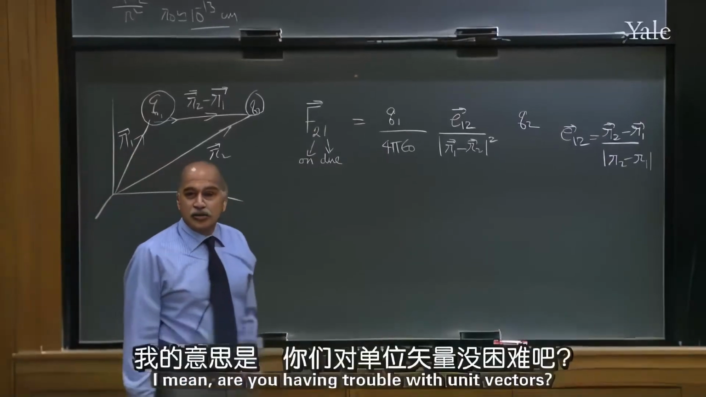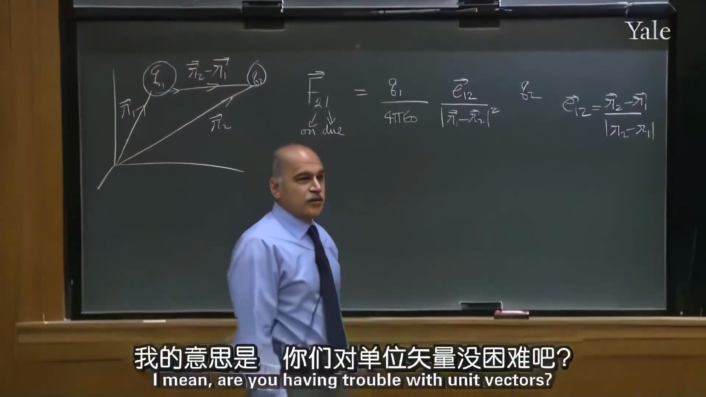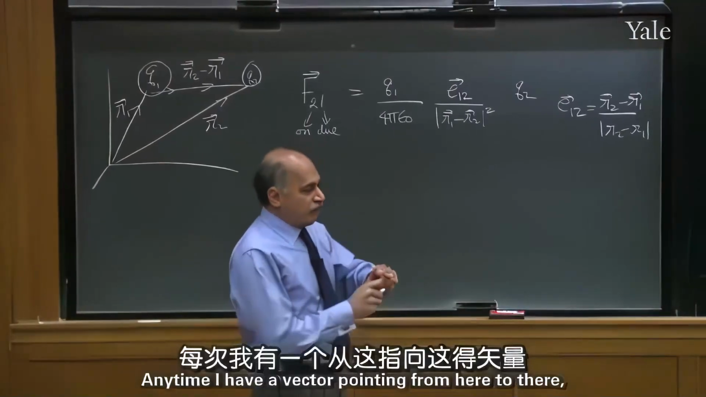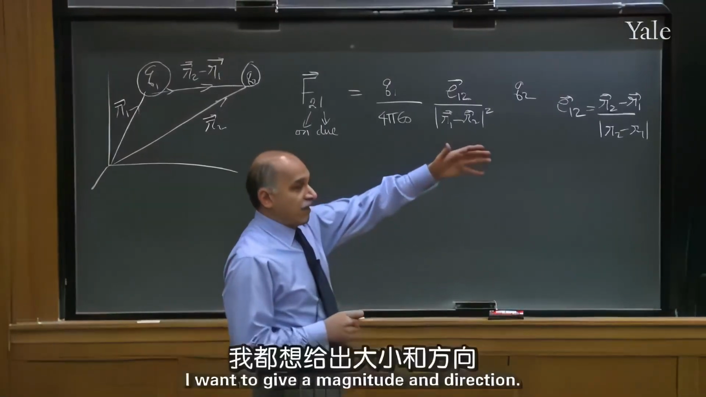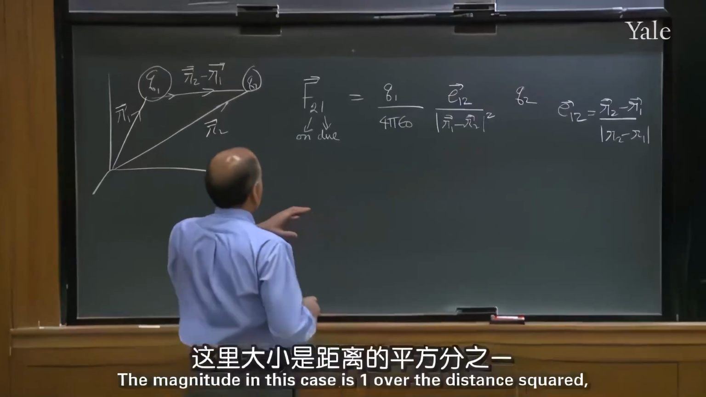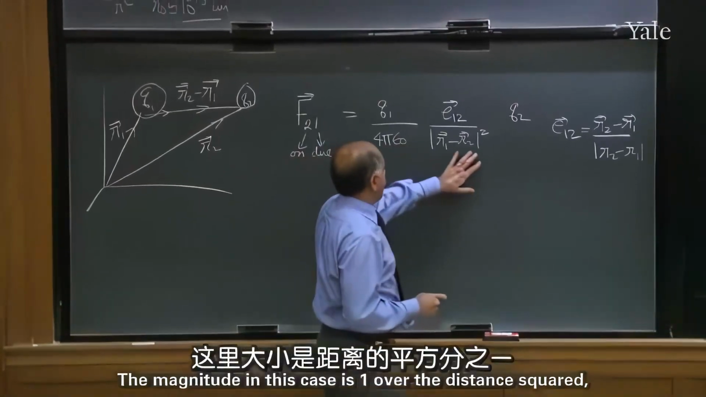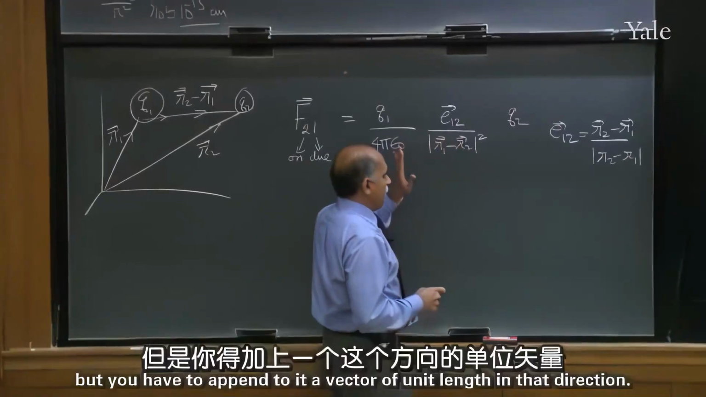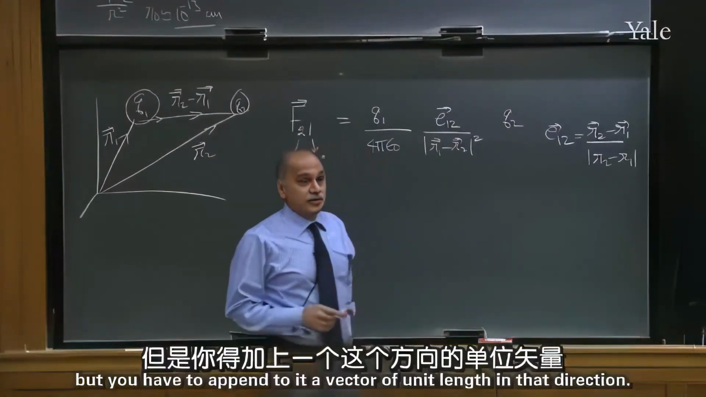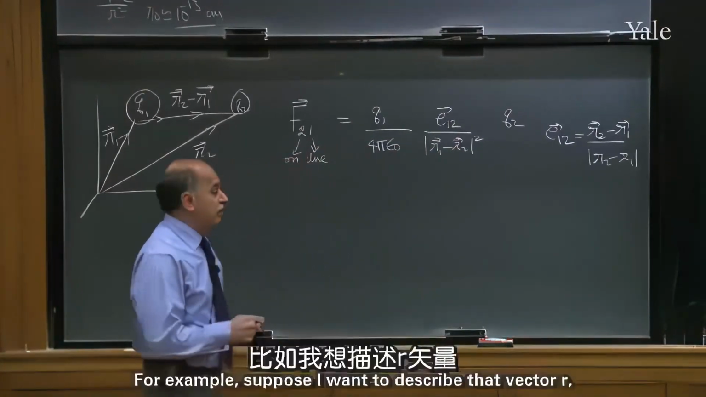I mean, are you having trouble with unit vectors? Anytime I have a vector pointing from here to there, I want to give a magnitude and direction. The magnitude in this case is 1 over the distance squared, but you have to append to it a vector of unit length in that direction. That's what makes it into a vector.